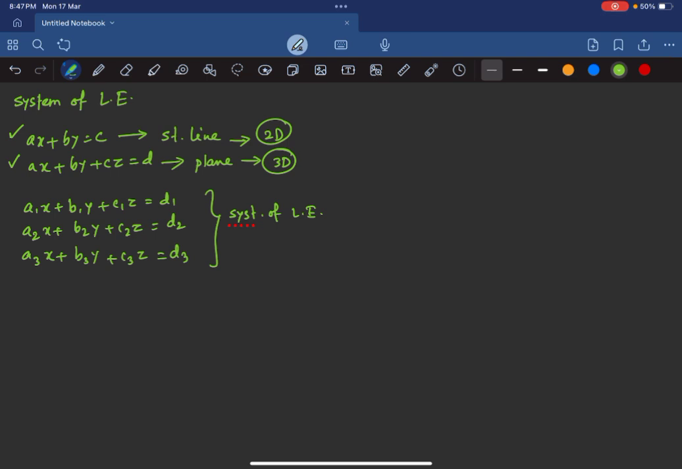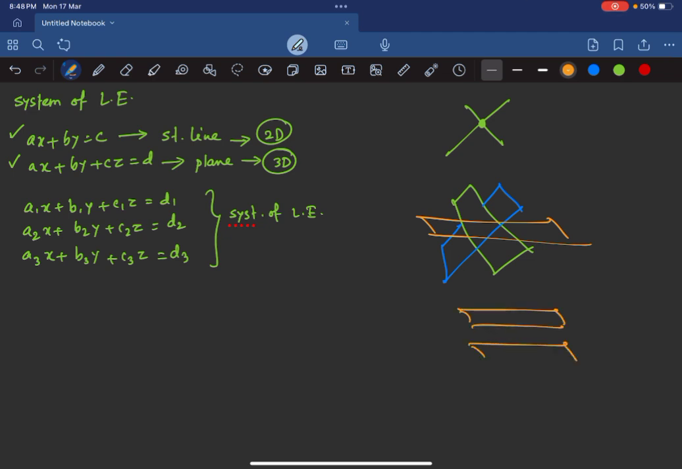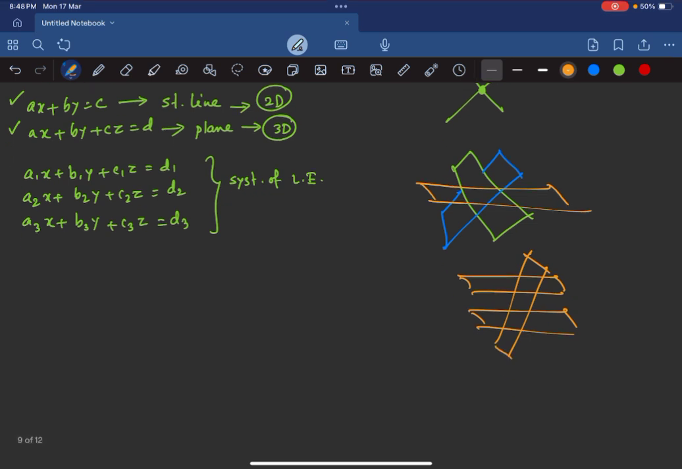Suppose we consider the 2D case: this is one line, this is another line, and they intersect through this point. Similarly, in 3D, suppose this is one plane, and you need to visualize this, this is another plane, and here you have the third plane. Whether they intersect through a particular line or a particular point, or whether they are like this, that means parallel planes, or like this. Based on that, you have three different cases.